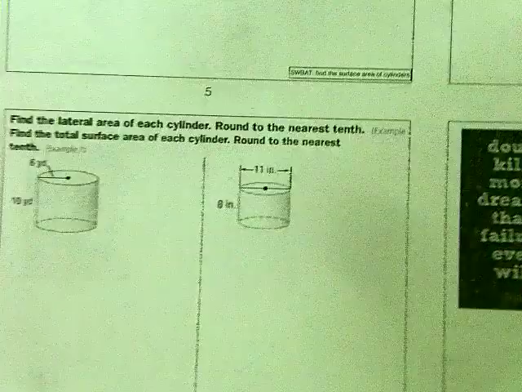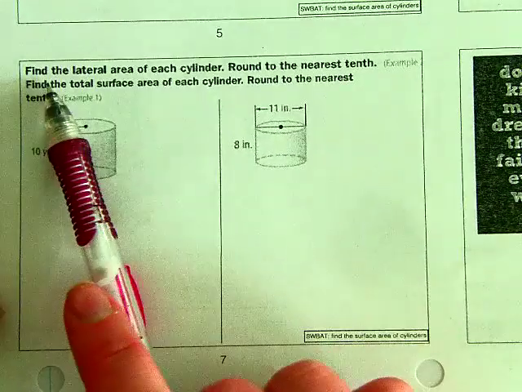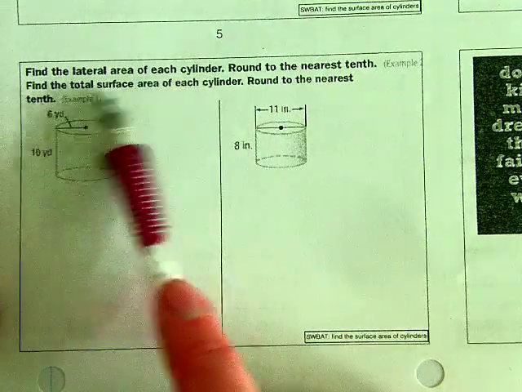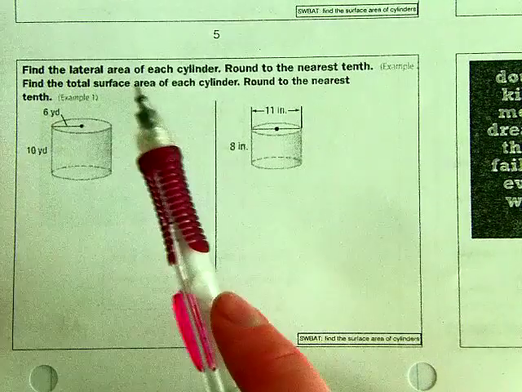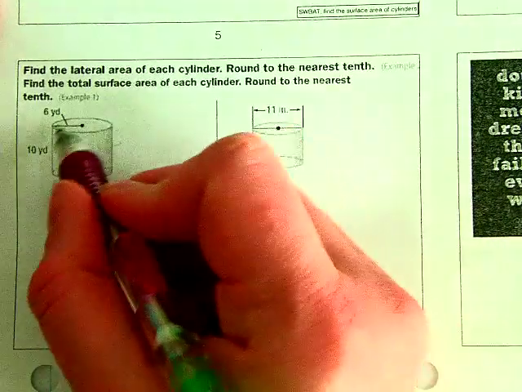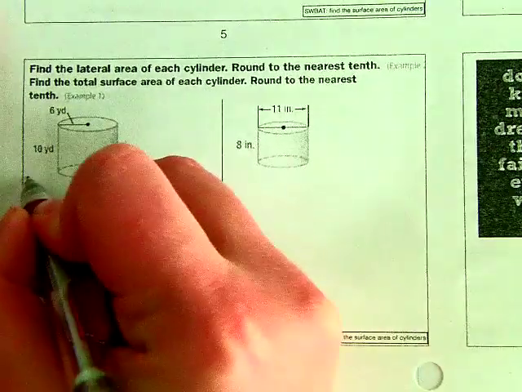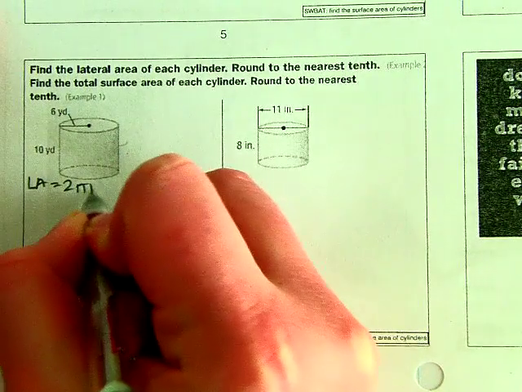So I'm actually going to go ahead and skip these, but you can practice them. Just make sure you read the directions. It does say find the lateral area, and then it says find the total surface area. So if you find the lateral area, you have found the sides, and the total surface area would be the lateral area plus the bases. Okay, we'll just do one of these.